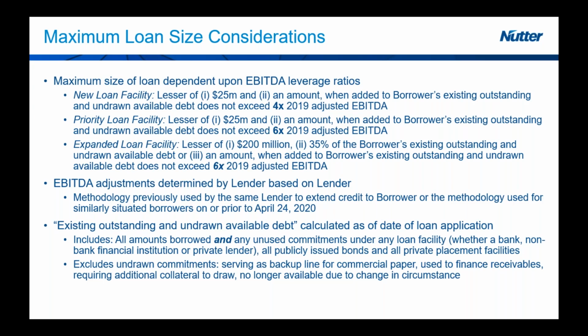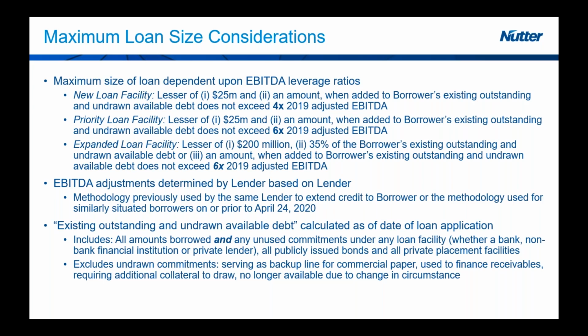The rub there is that the EBITDA adjustments are determined by the lender, and they're based on methodology either previously used by the lender to extend credit to the specific borrower, or the methodology used for similarly situated borrowers. In each case, it's the methodology in effect on or prior to April 24th. So for certain companies, adjustments could mean the difference between being able to participate in the program and not. So it's important to consider what adjustments you'd like to make, and to talk to your borrower about what adjustments they're considering to be permissible.